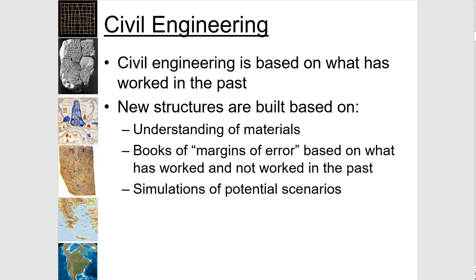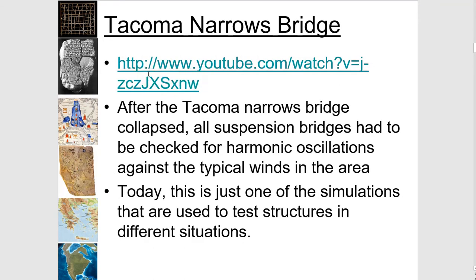Civil engineering, which is part of my background, is heavily based on what works in the past. In fact, civil engineering is based on a lot of theory of materials and the dynamics and static physics of materials. But then people built things and they fell down. And so then you have books that talk about the margin of error based on what's fallen down and what hasn't. I say fallen down, but it could be all kinds of different failures that occurred. One of the most famous is the Tacoma Narrows Bridge disaster.